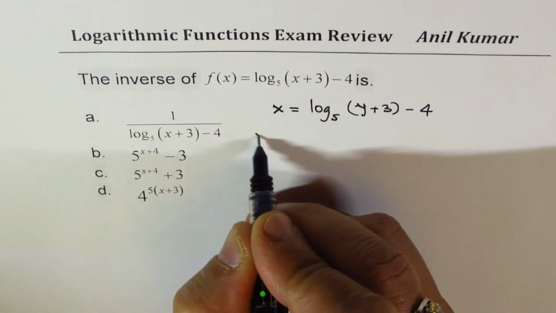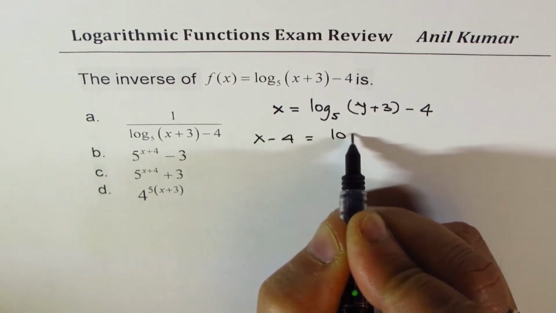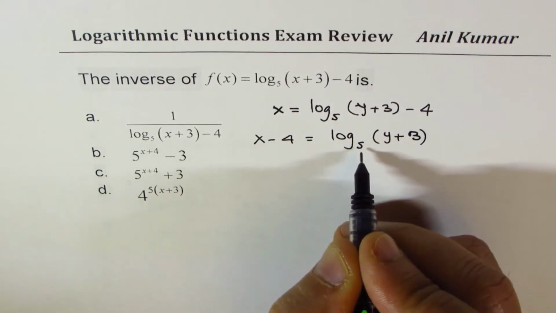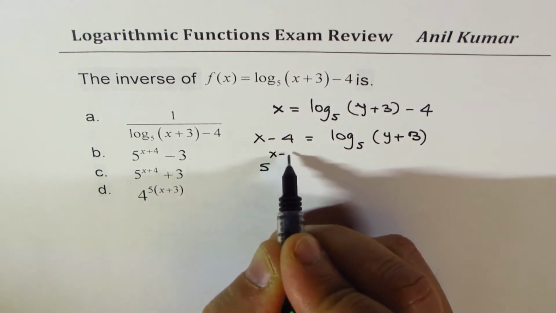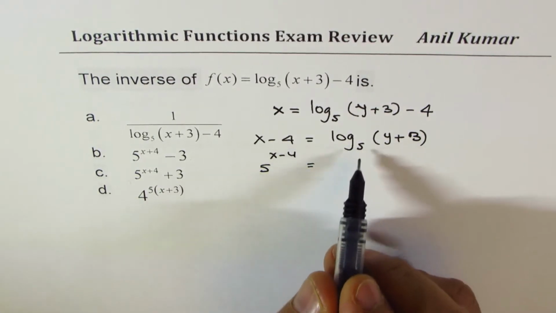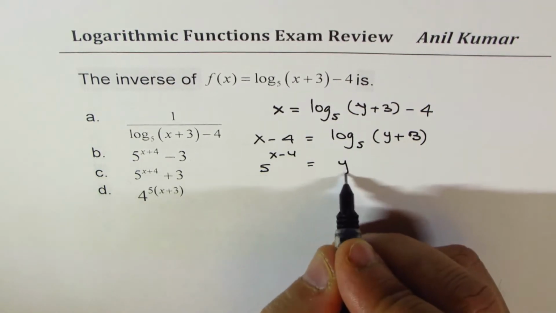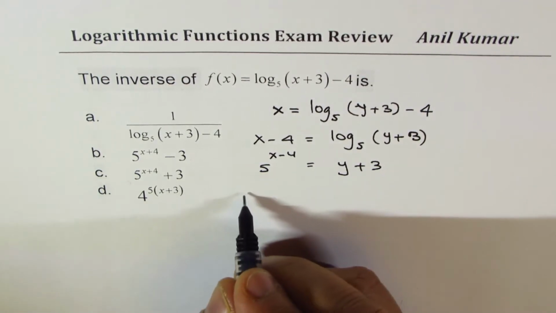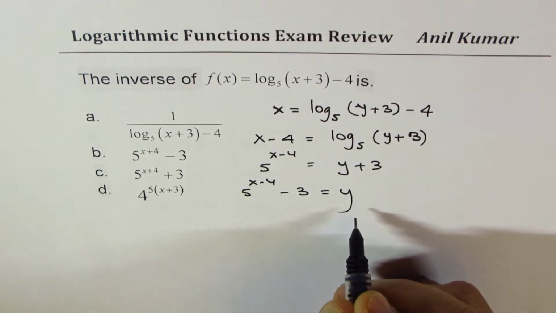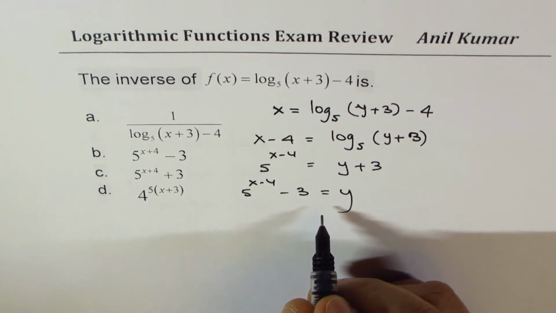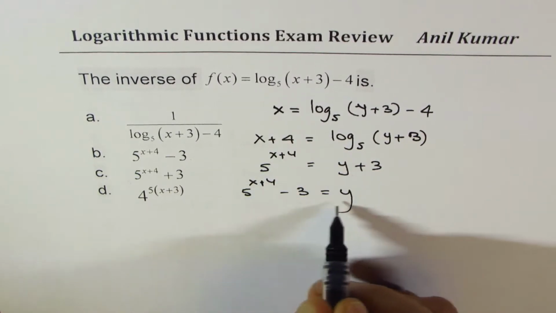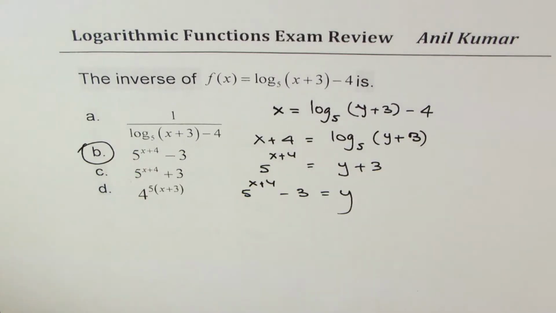And then we'll isolate y. That is the procedure. So x plus 4 equals log to the base 5 of (y plus 3), and now it becomes 5 to the power of x plus 4. That is how you have to work with logarithmic functions. Whenever you get this form, write an exponential form, then continue. And take 3 on this side, so we get 5 to the power of x plus 4 minus 3 equals y. Sorry, when you take it on the left side, it's plus, right? So we get our right answer, which is B.